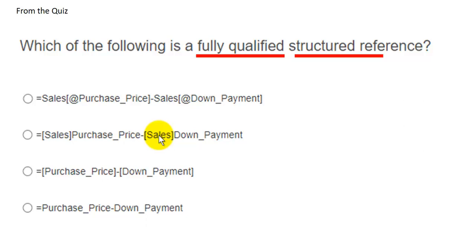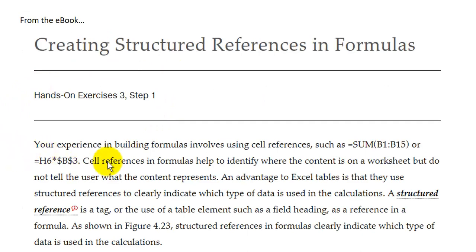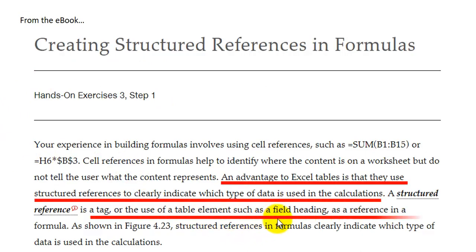Here are all the sales numbers. Here are all the down payment numbers. Here are all the purchase prices. And they might be all listed. So I think this is what they're talking about here. A structured reference is a tag or the use of a table element, such as a field heading, as a reference in a formula. Okay, so it's just a way of looking at one of those columns, which we're going to call fields, one of those fields in the table.